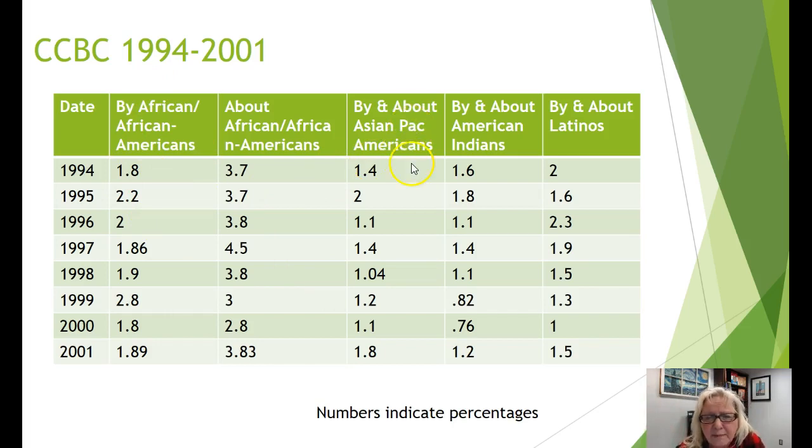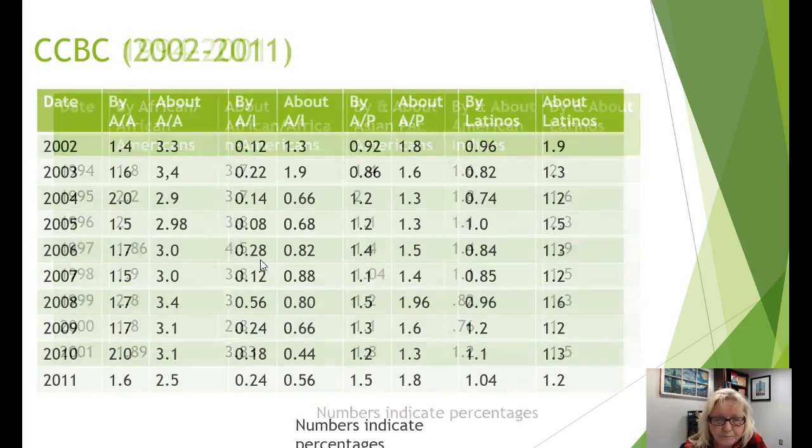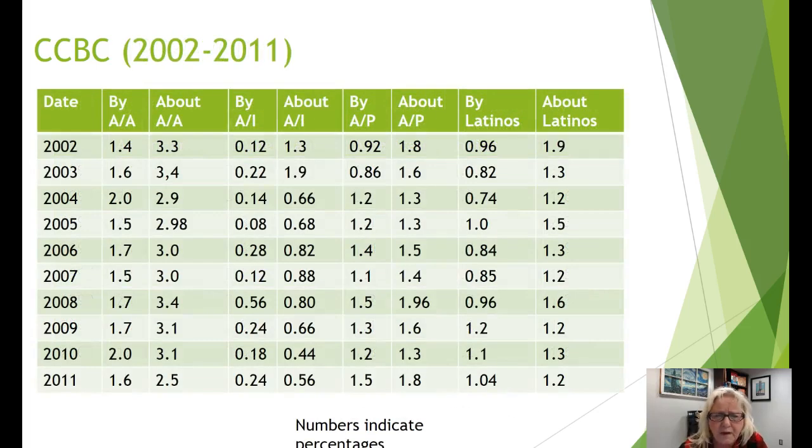Then they combined by and about Asian Pacific Americans, American Indians, and Latinos. And you can see none of these statistics were higher. The biggest was in 97, 4.5% of all children's literature books published were about African Americans. Only less than 2% of them were written by African Americans. And we'll talk a little bit about why that becomes important in a few minutes.